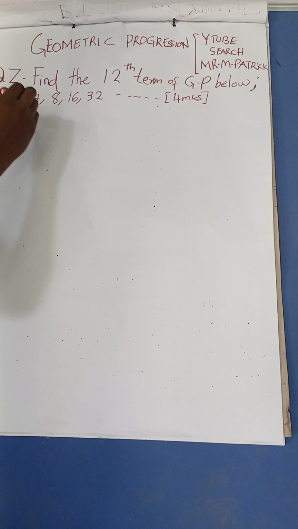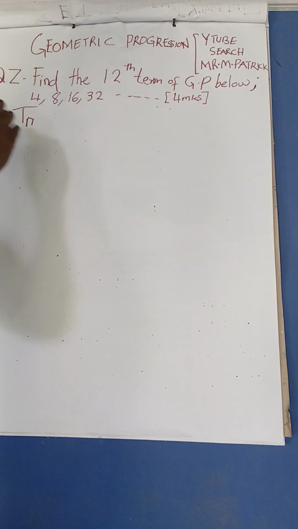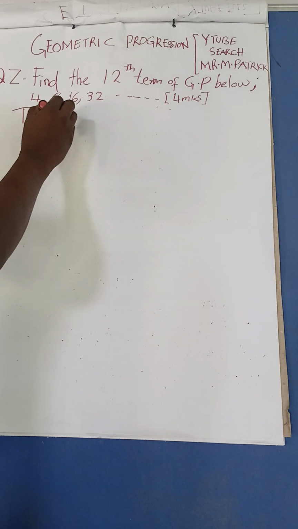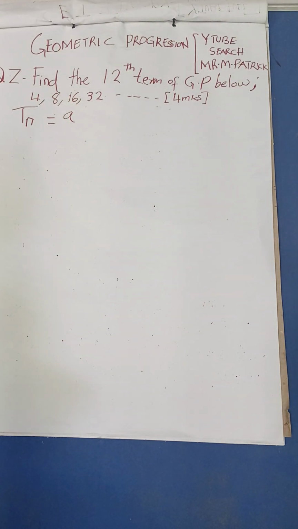We have a formula that T means term, the Nth term. N will represent the number of the term you have been asked for, like we have been told 12. So N represents 12. Then it equals A. A will represent the first term of the sequence, which we already have, which is 4.